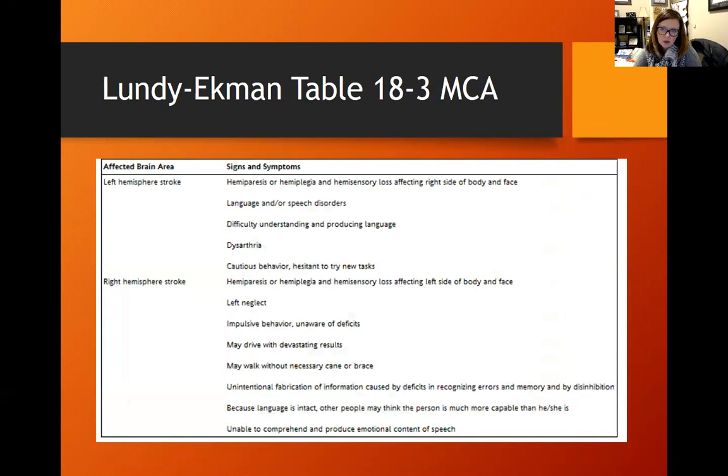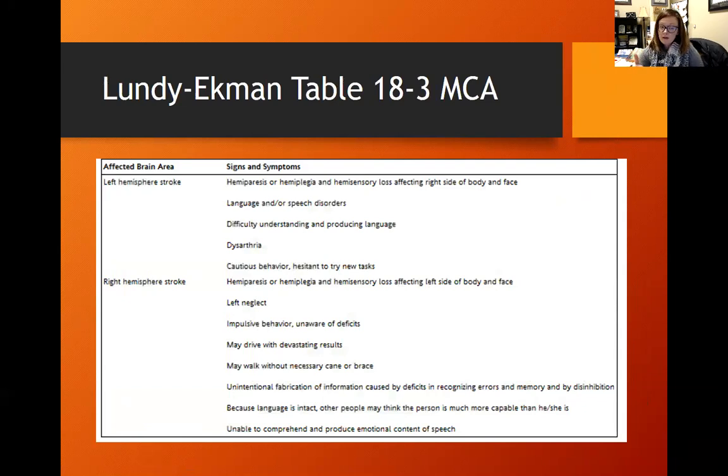There's another table that's going to let you know if it's a left hemisphere versus a right hemisphere. So remember I said right sides tend to be impulsive, left is more hesitant. So if you have a left hemisphere stroke, you're typically going to have more language or speech disorders, difficulty understanding, dysarthria, cautious behavior, hesitant to try new tasks versus right hemisphere stroke.